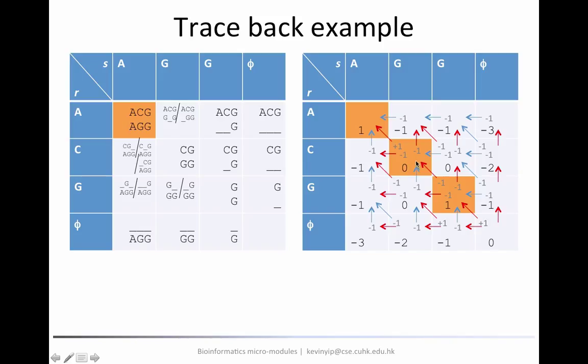Again, there's only one red arrow pointing in, which is the diagonal one. That means we should put this C from sequence R and this first G from sequence S into the same column in the final alignment. Finally, for this number 1, again, we only have the diagonal path. That means we should put the G from R and the second G from S in the same column. That would give us back the optimal alignment of ACG aligning with AGG without introducing any gaps.